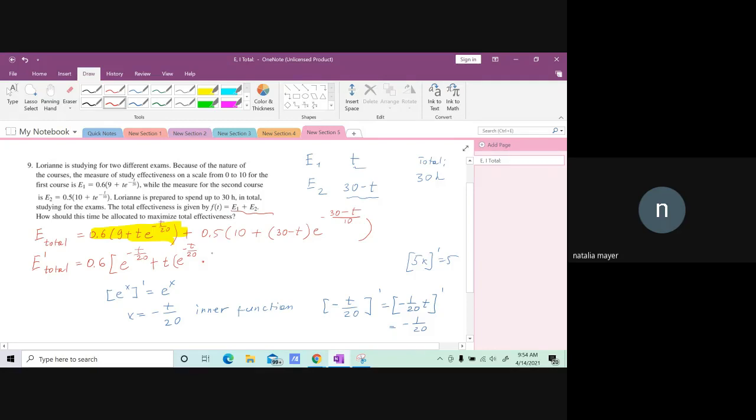Times negative 1 over 20. Okay. That's it. So this is the product rule, right? So t times the derivative of this function. So we finished this part. Okay. So now we're going to do the derivative of the second expression here.